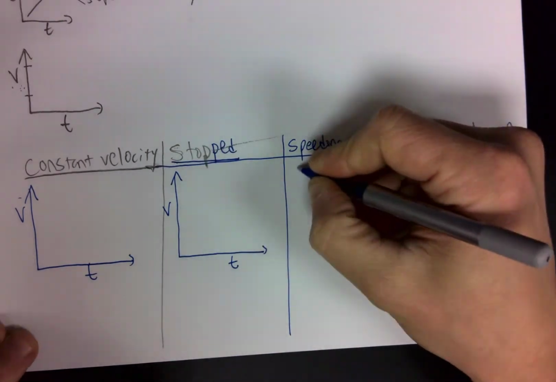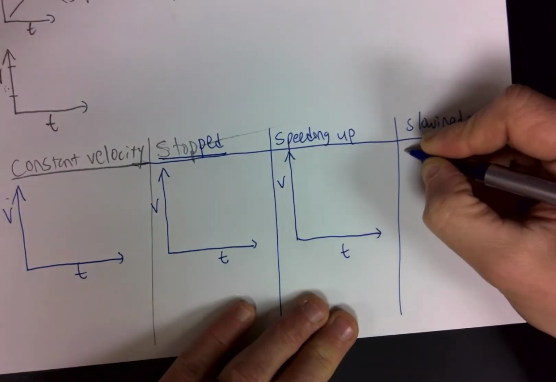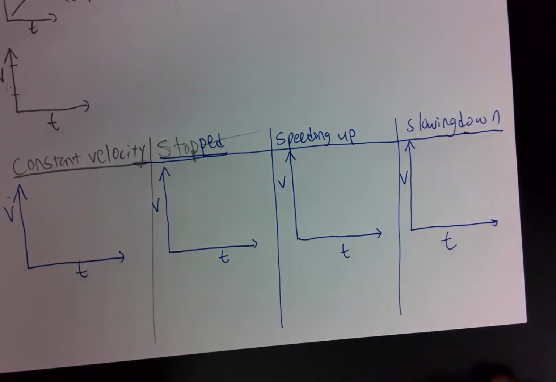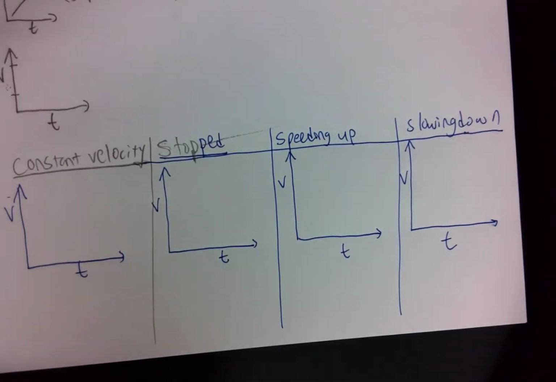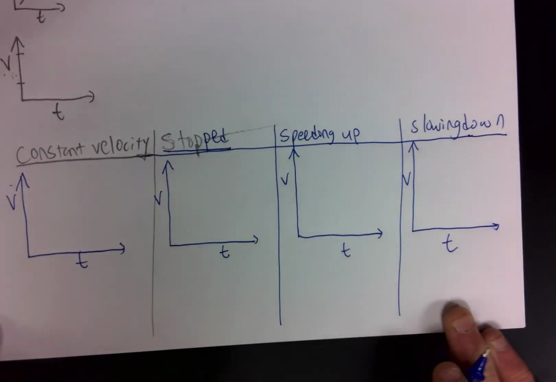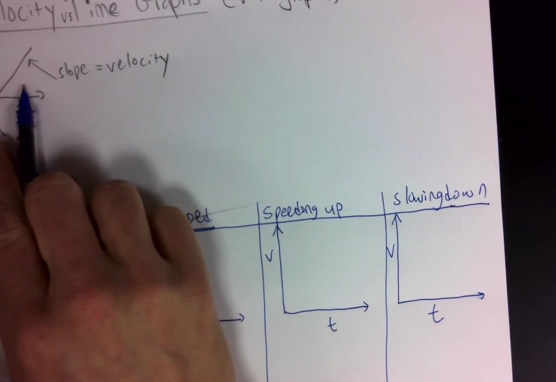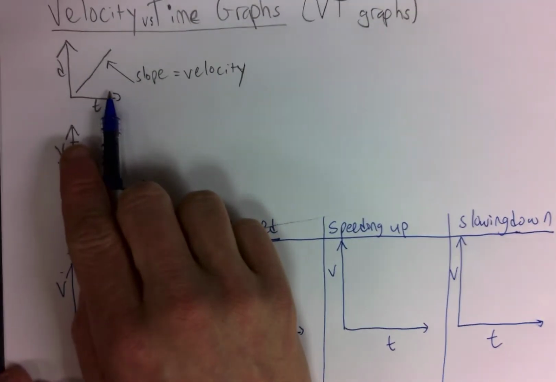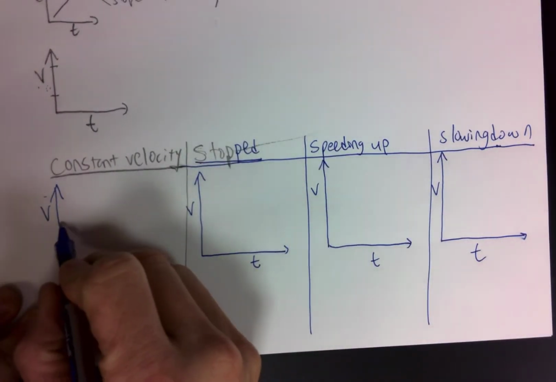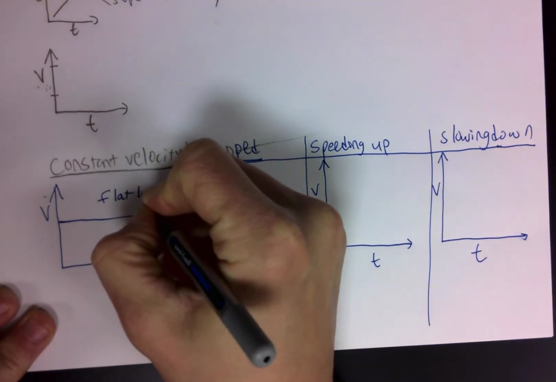And you need to know the shape of these 4 motions. The velocity we're going to deal with is always moving forward. Always moving forward. So it's always going to be a positive velocity. Now, constant velocity, you're used to it being a straight line like this, but that was on a distance time graph. For a velocity time graph, constant velocity looks like a flat line.